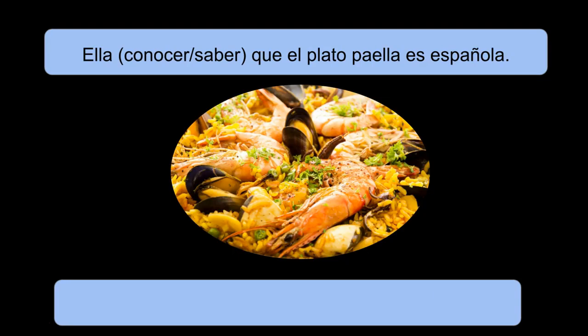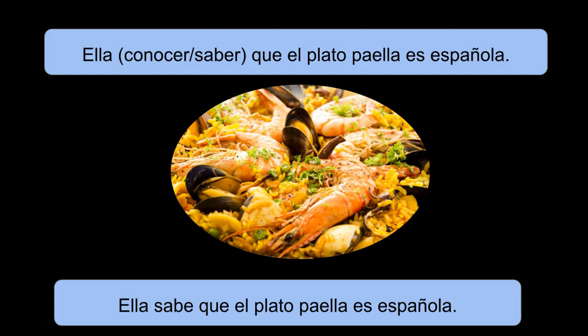Blank, ella blank que el plato paella es española. She knows that paella is a Spanish dish. Ella sabe que el plato paella es española. She knows that paella is a Spanish dish because that's knowing information.